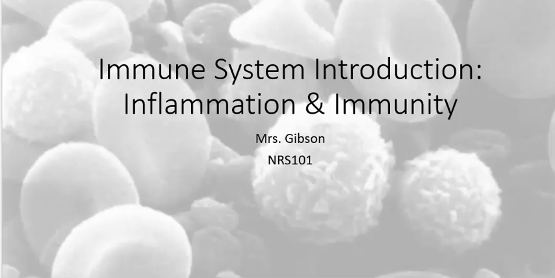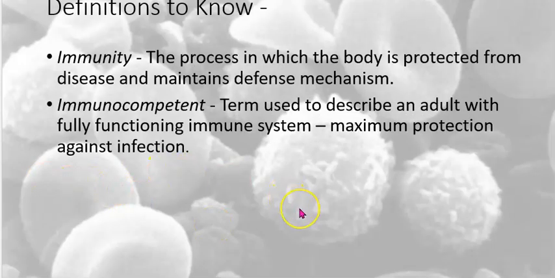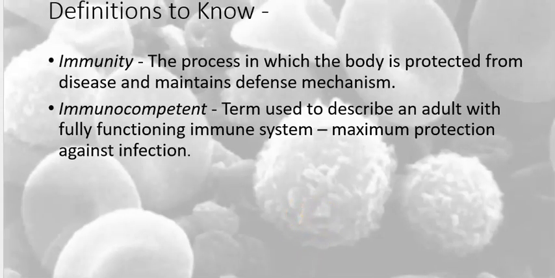Some definitions that you need to know. The first one is immunity. This is the process in which the body is protected from disease and maintains defense mechanisms. And then immunocompetent, this is a term used to describe an adult with fully functioning immune system and has maximum protection against infection.